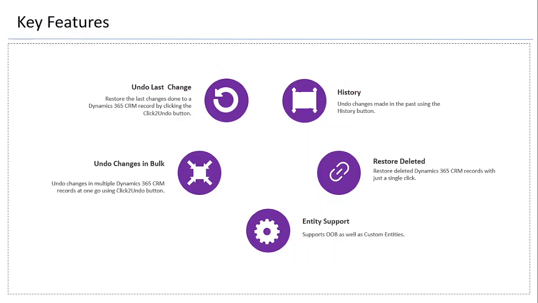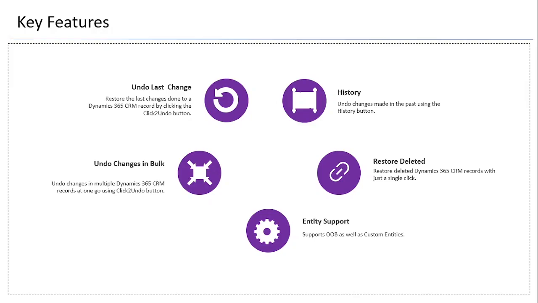So these are all the key features that Undo to Restore has to offer. You can undo the record to its last known state. If any modification or accidental changes have been done against the record, but you are unaware of it, and you want to restore the record to its last known state, that can be achieved here.